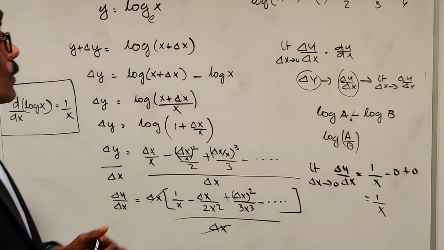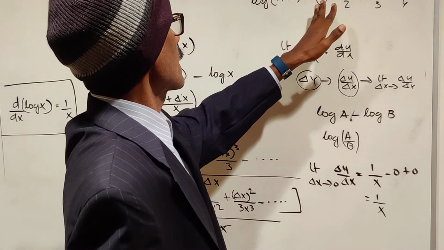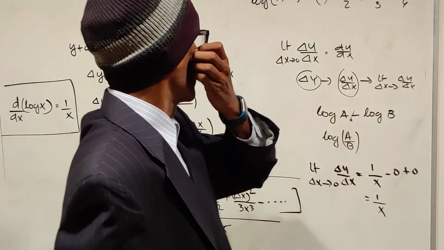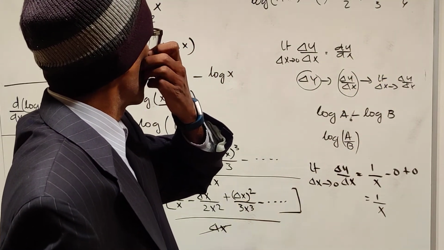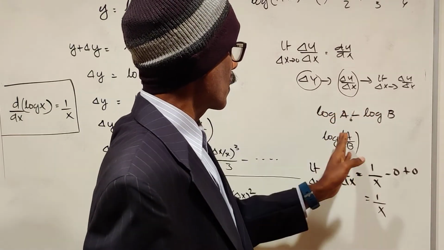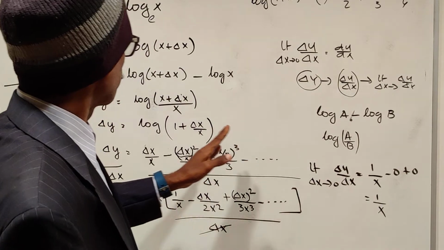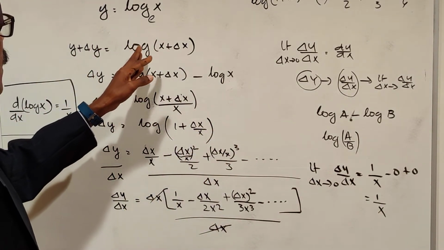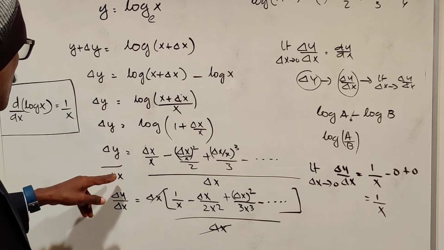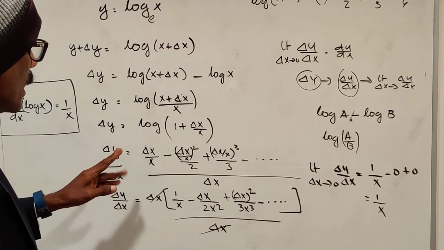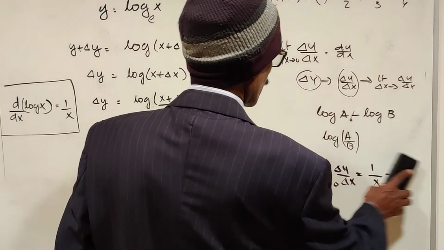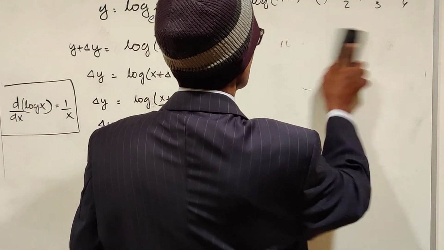See, you need to remember this formula: log of 1 plus x is x minus x square by 2 plus x cube by 3 minus x raised to 4 by 4. Also, you need to know the laws of logarithm, that is, log a minus log b is log a by b. So here log of x plus delta x is equal to y plus delta y. Find delta y, then delta y by delta x, then put the limits. Then you get the answer. Okay guys, one more derivative.